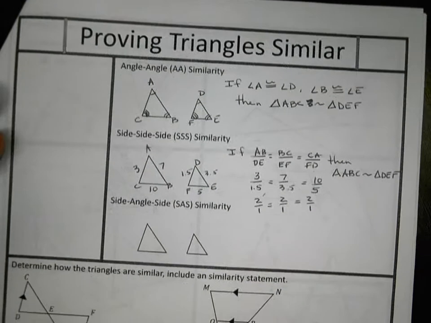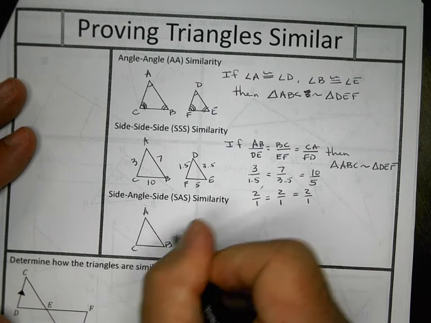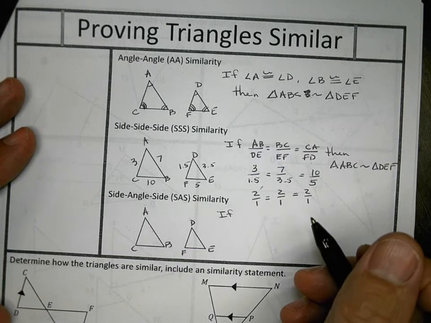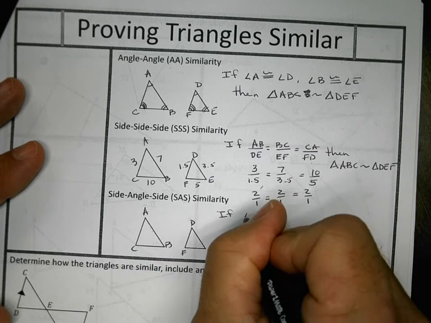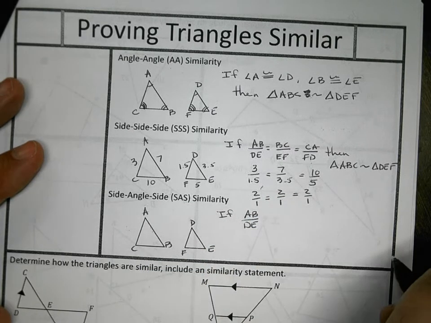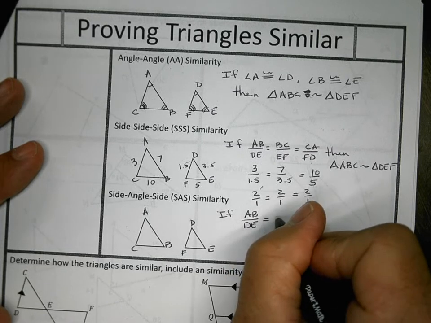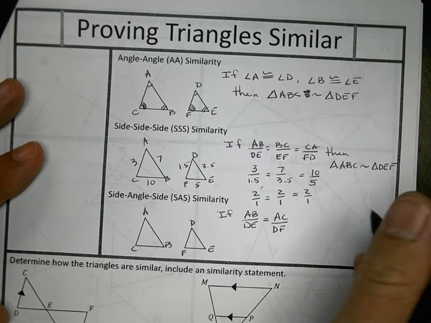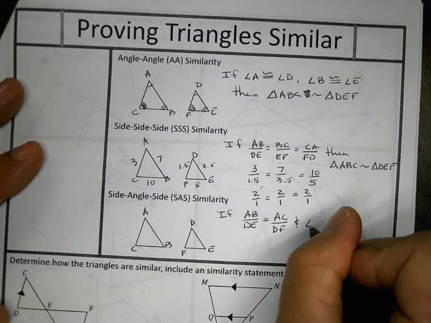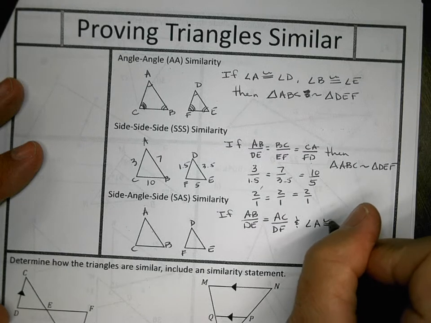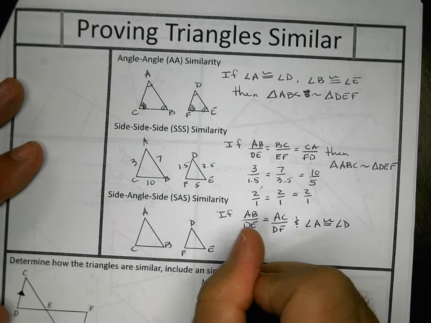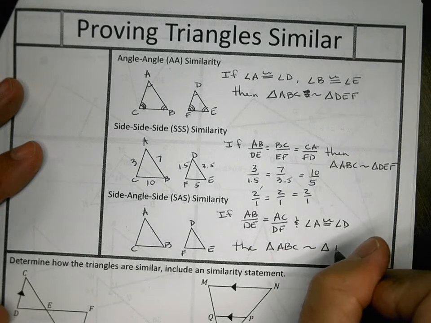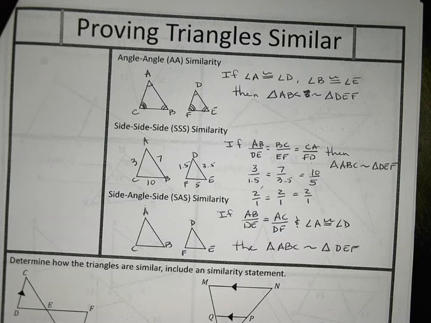Okay, and finally, again, we'll name them A, B, C, D, E, F. We can say if, again, the ratio of AB over DE equals the ratio of AC over DF, and angle A is congruent to angle D, then triangle ABC is similar to triangle DEF. Move that up for you guys.